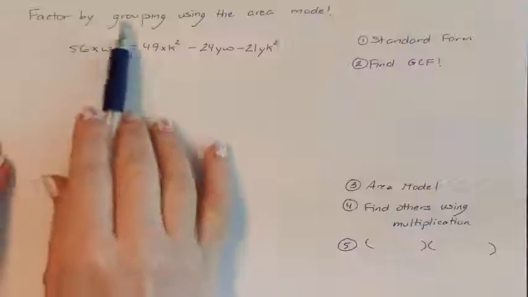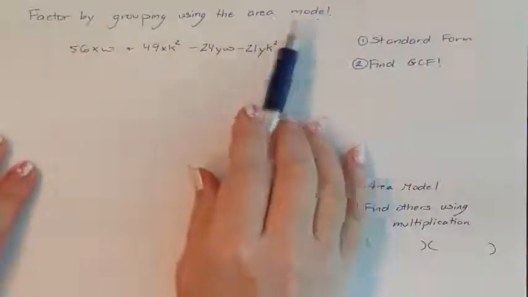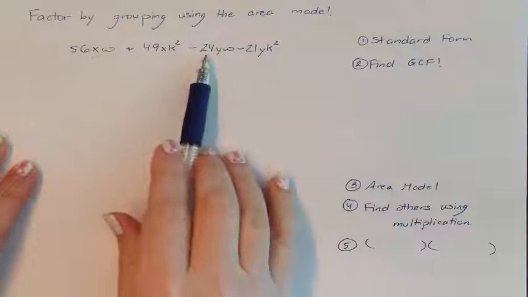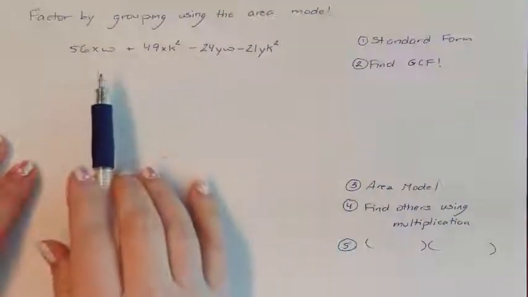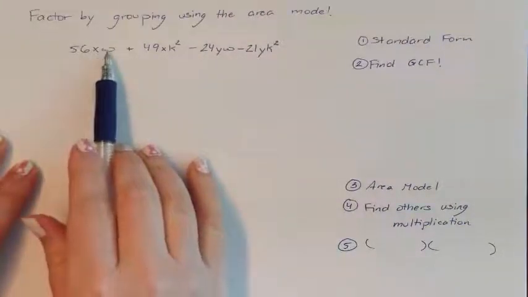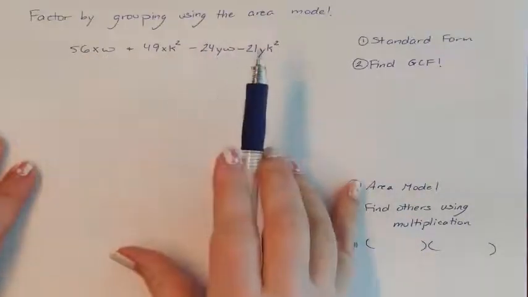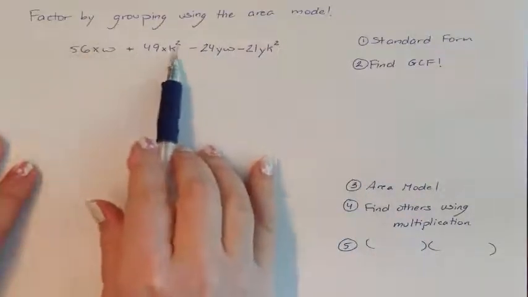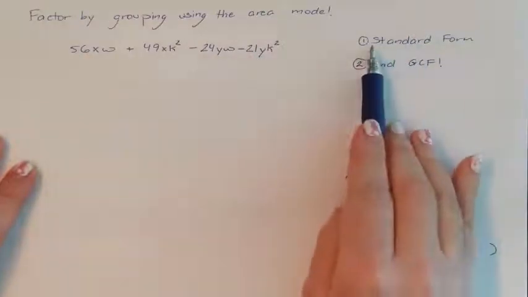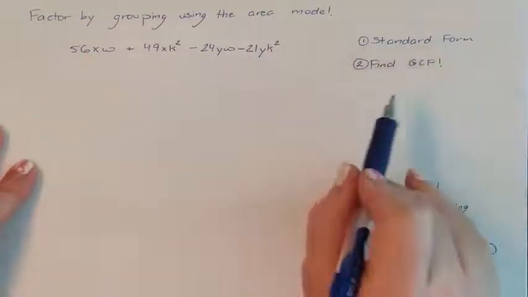We are being asked to factor by grouping using the area model, and you will notice that this is the first time that we are going to be using more than one variable. So I see x's, w's, k's, and y's. It's the same exact process, so please do not get intimidated by the multiple variables. So the very first thing that we need to do is put it into standard form.